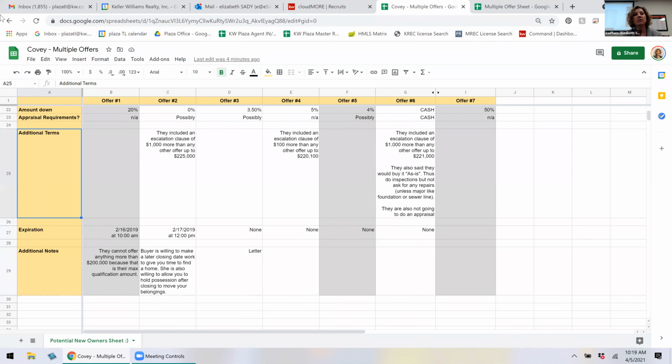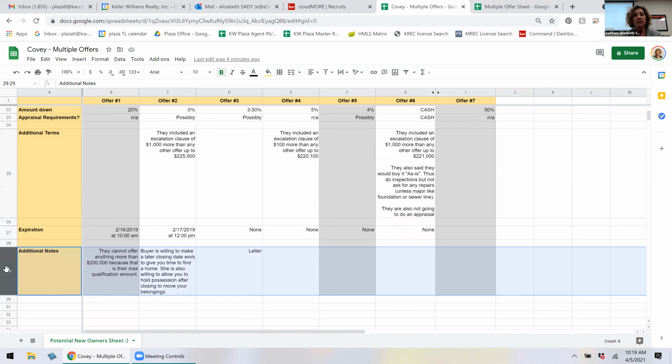Finally, this last line, additional notes. This is where I put in notes that I either verbally got from the listing or the buyer's agent and or my own conversations, what I was able to include. Like this first offer, the agent shared they couldn't go above 200,000. That's how much they were approved for. So I just made notes of those kinds of things. And if there was flexibility around the closing date, that kind of thing.